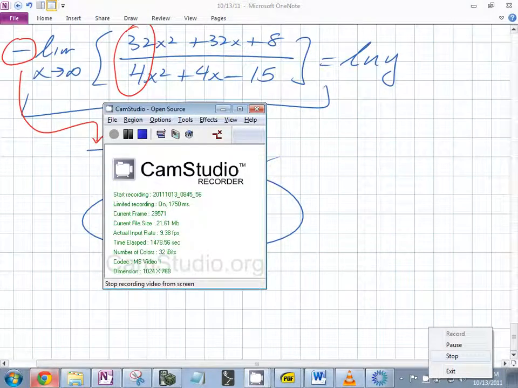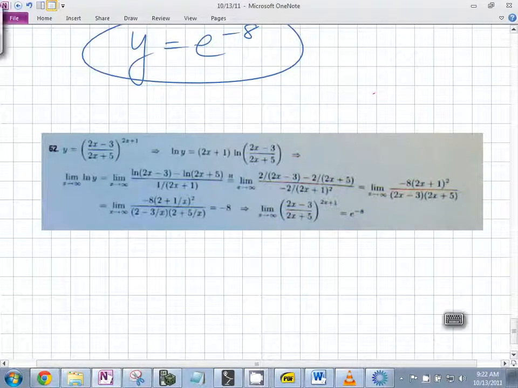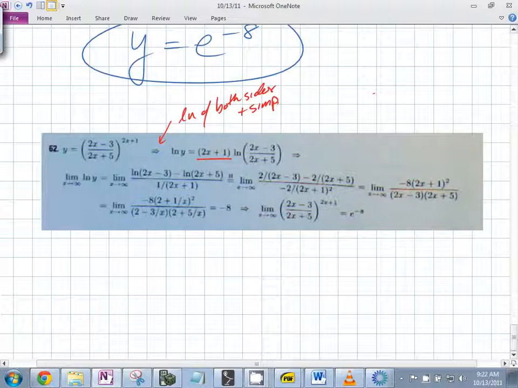So what did they do first? They took the ln of both sides and simplified a bit. They dropped that down to the front. You see that? So this right here, does that look familiar? It's about the same, right? They then did the exact same thing we did, correct? You see what they did?